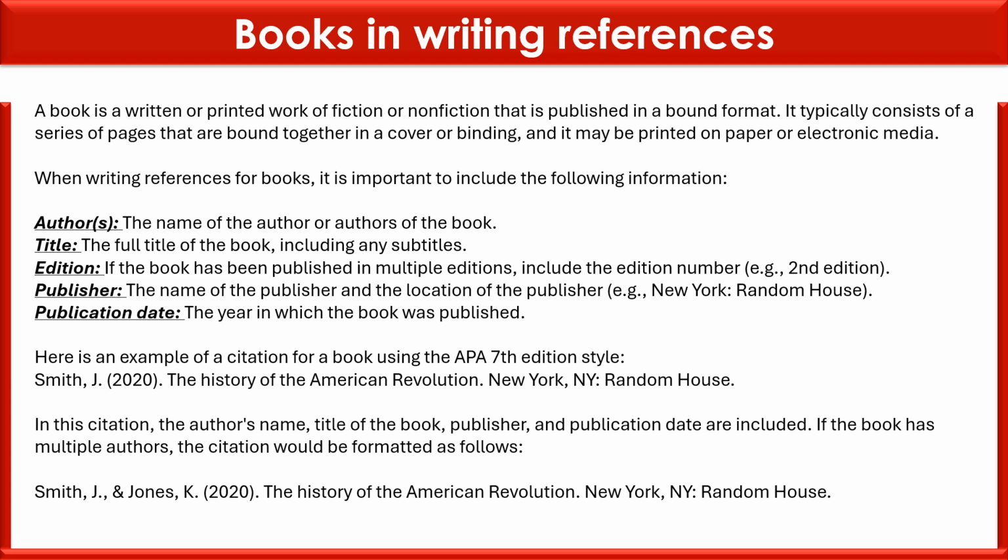So when writing references for books, it is important to include the following, just like we did with the journals and the periodicals. The book has to have the author, the person who wrote the book, or the authors who wrote the book, the title of the book, the edition, for example a second edition, the publisher who published it, and then the publication date. So below again is a sample of how to reference a book, especially using the APA 7th edition style.